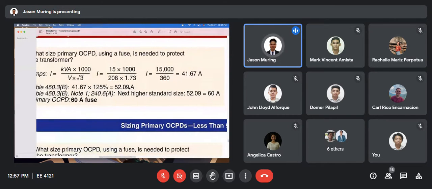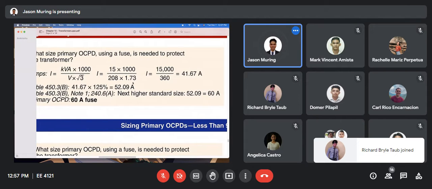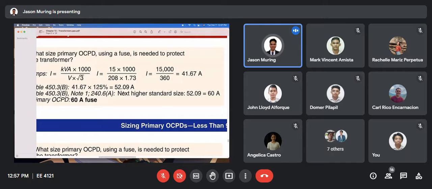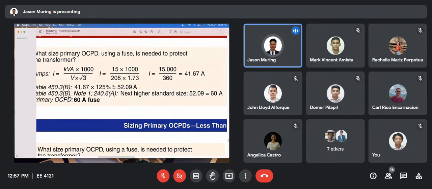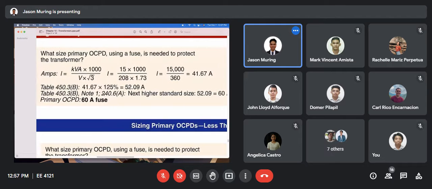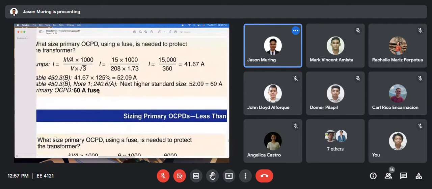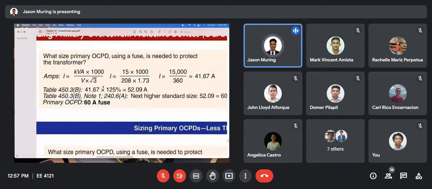And again, it does not correspond to a standard rating, so we use next higher. That is 60 amperes. So you see, there is a big difference in the current, but since it is dictated by the code, we have to follow it. Because there's no 55 in 240.6. After 50, the steps are 60, 70, 90, 100, 110, 125. Okay, so we use this 60 amperes.